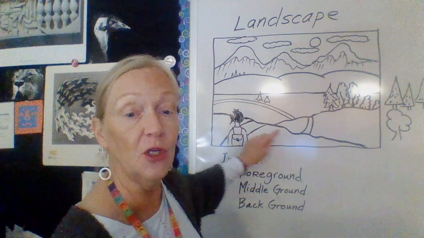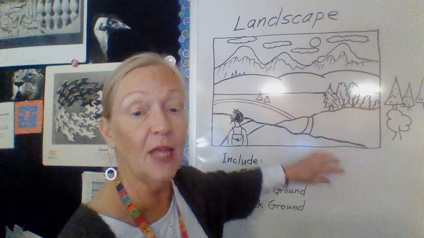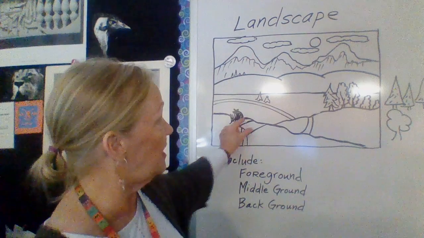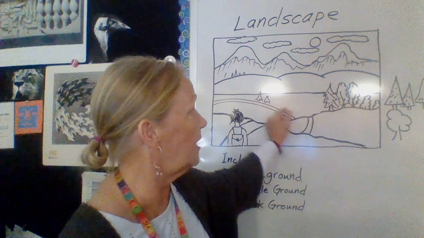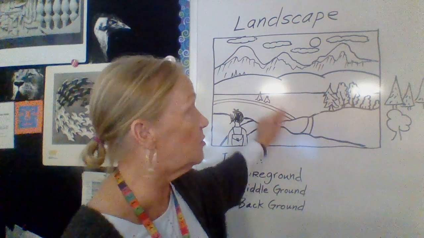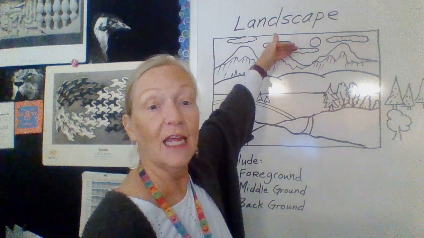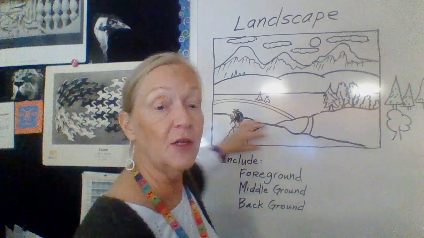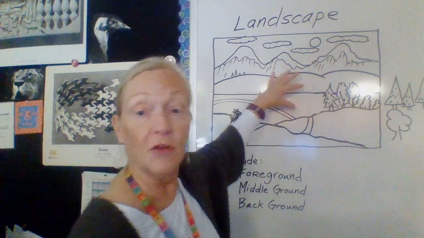So we have 2 hills right here, and the road right here is the closest. It's bigger than this road, and this road is a little bit skinnier than this road. So as it goes up, it gets smaller. Foreground is big. The middle ground is just like it sounds.